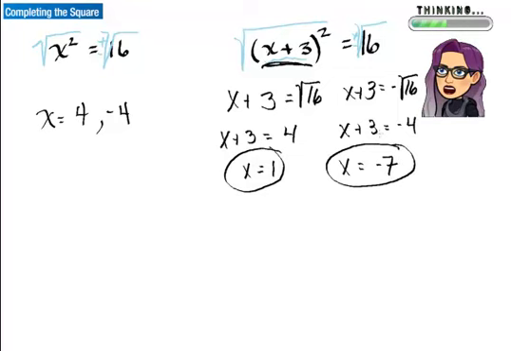If you plugged in negative 7 plus 3, you get negative 4. Square negative 4. Negative 4 times negative 4 is 16. Same with the 1. You'd get a 4. Square it. That would be 16. So let's look at some other problems.